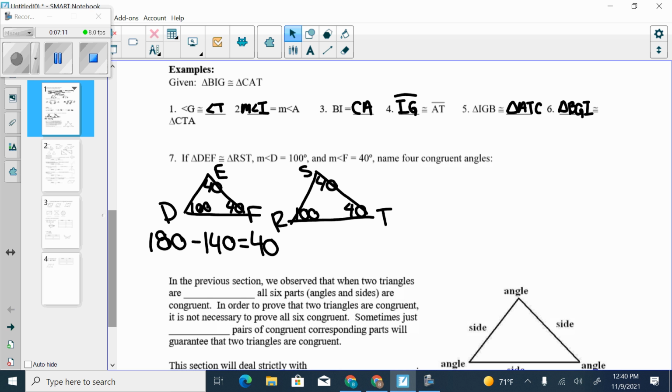So I'm going to list them all out. So we've got angle E is congruent to angle F. That one was also 40. Is congruent to what else? Angle T, which is congruent to angle S. So all 4 of those are all congruent. Okay.